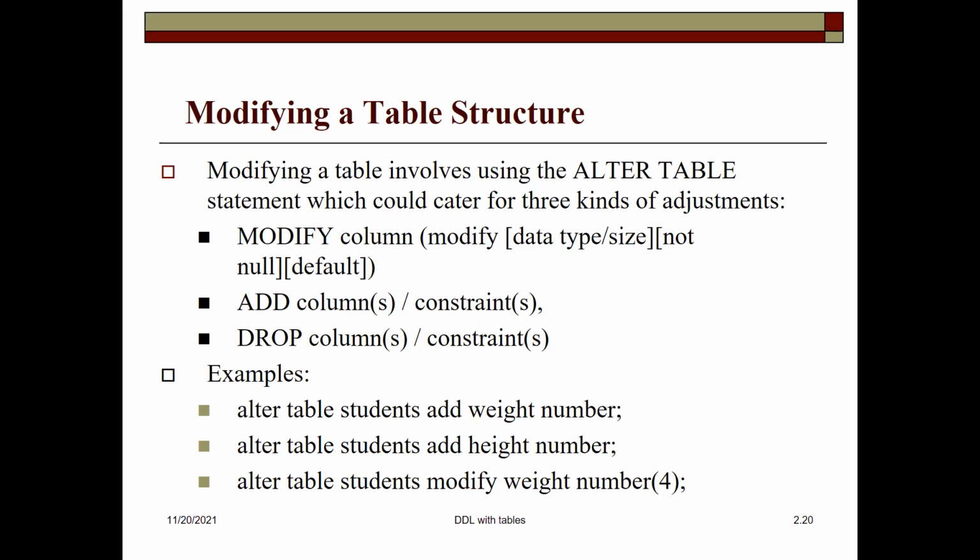So you can modify, for example, the data type, and also you can modify the constraint from a not null, for example, to, let's say, a unique, or from a not null to, let's say, a default. So you can modify a column with those different types. You can add a column or columns, or you can add a constraint.